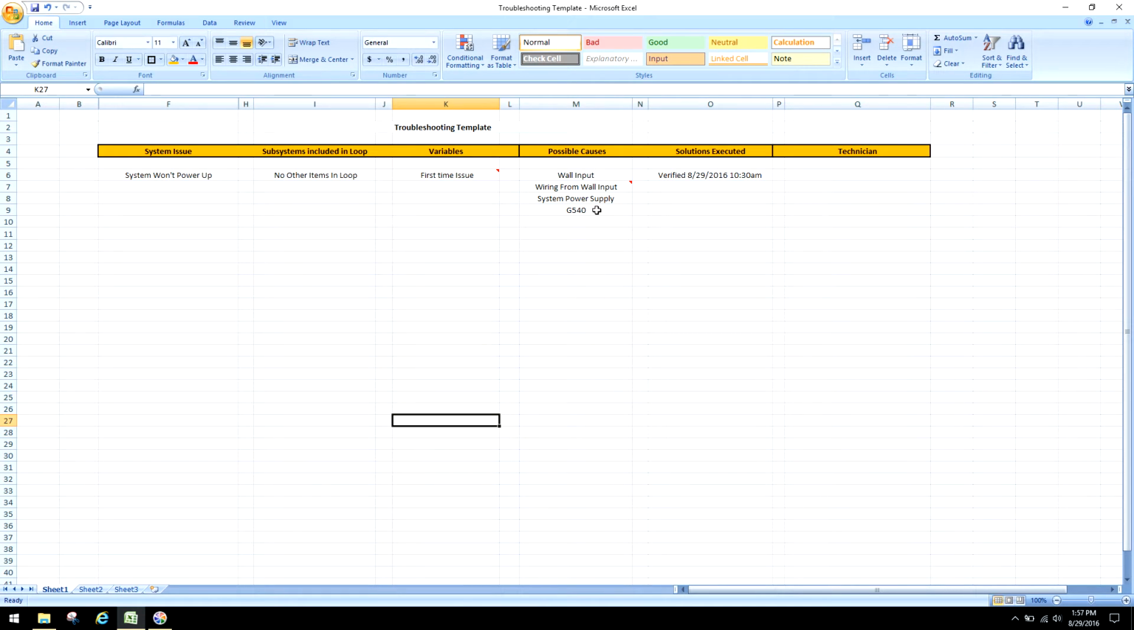Now, there are instances where you may buy, and I have guys that buy, breakout boards, not for a G540, but for another driver set. If you're watching this video and you want to implement this for your own setup, keep in mind that some things you may not be able to troubleshoot because they're built into your board. That's why in my previous videos, I always talk about keeping your subsystems separate. In this instance, you have a wall input subsystem, wiring from wall input subsystem, power supply subsystem, and G540 subsystem. Why are they subsystems? Because they can be broken down.